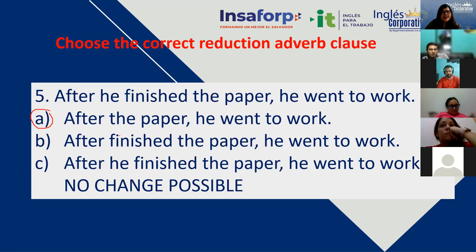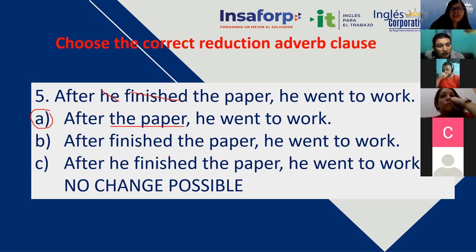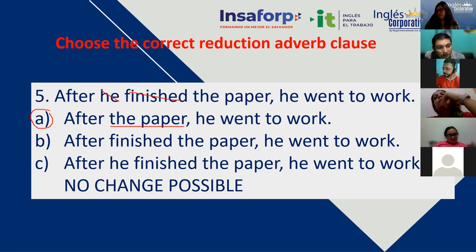And in this case, I have a noun, the paper. I eliminate the subject and I eliminate the verb. See? Then you can perfectly say after finishing the paper, he went to work. That's okay. But we don't have that option, right? We don't have that option, but that could be an option if it were there. After finishing the paper, he went to work. Yes. Or after the paper, he went to work.